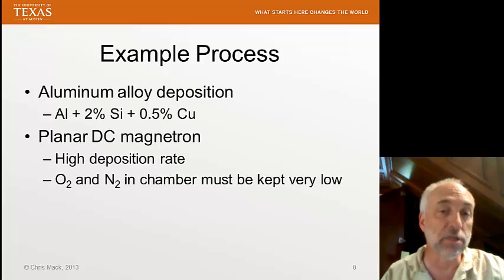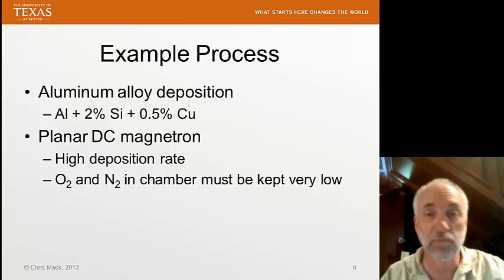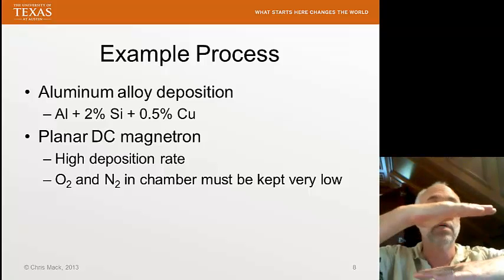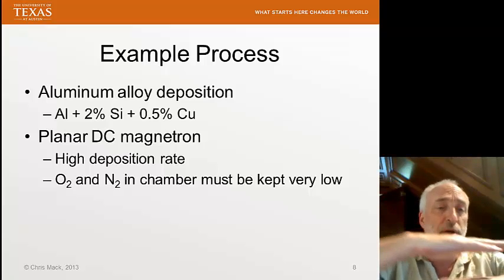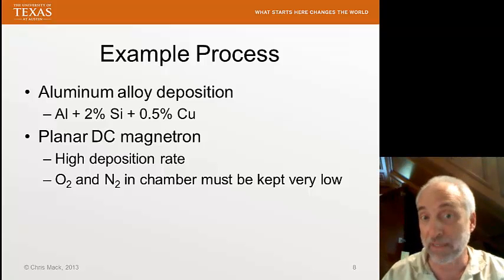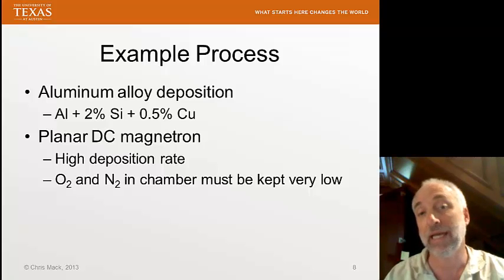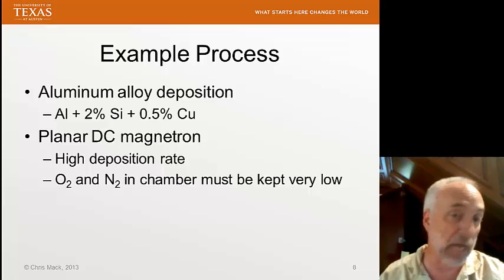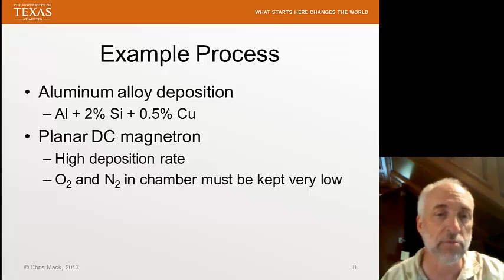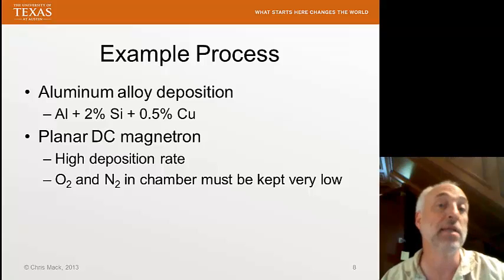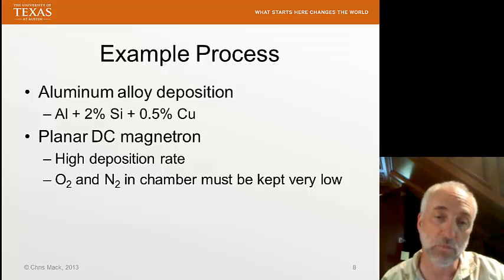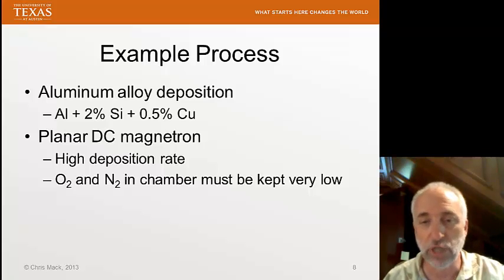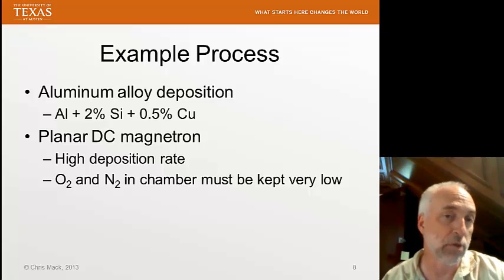We'll use a planar DC magnetron sputter deposition system. Planar means the top and the bottom electrodes are planes parallel to each other. We use the DC magnetron, so a DC electric field and a magnetic field to get the electrons to spiral through the gas to create the plasma that results in a high density plasma and a high deposition rate. It's important that we keep contaminants like oxygen and nitrogen in the chamber very low to prevent any chemical reactions with the aluminum.